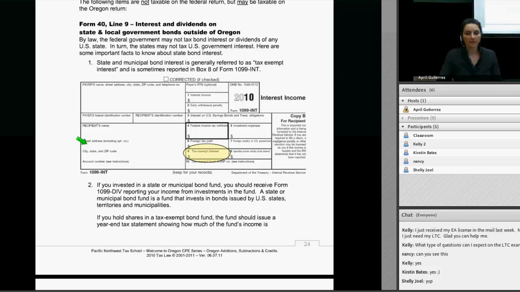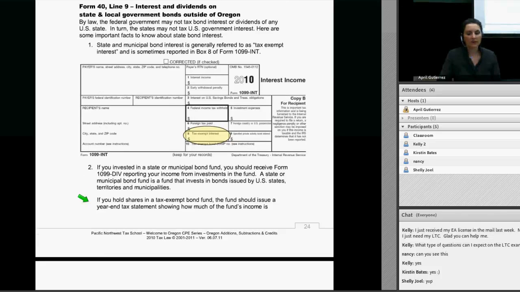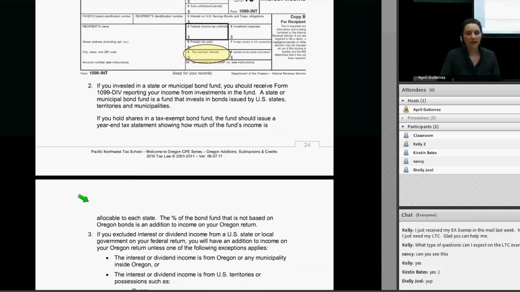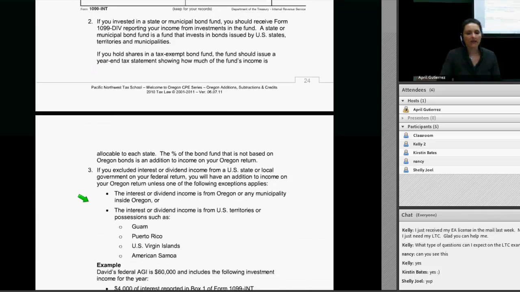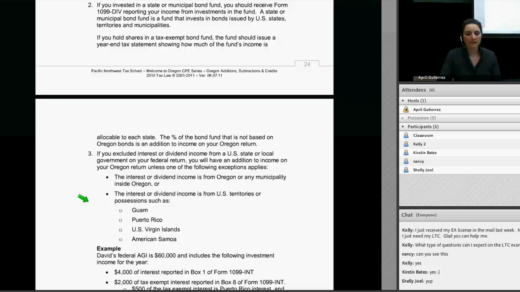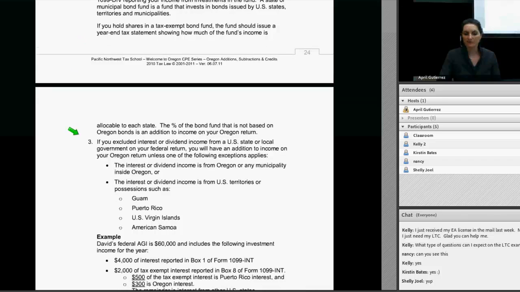So if you invested in a state or municipal bond fund, you should receive Form 1099 DIV reporting your income from investments in the fund. A state or municipal bond fund is a fund that invests in bonds issued by U.S. states, territories, and municipalities. If you hold shares in a tax-exempt bond fund, the fund should issue a year-end tax statement showing how much of the fund's income is allocable to each state. The percentage of the bond fund that is not based on Oregon bonds is in addition to income on your Oregon return.